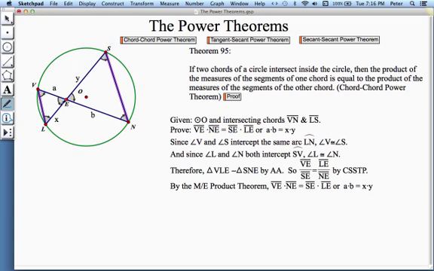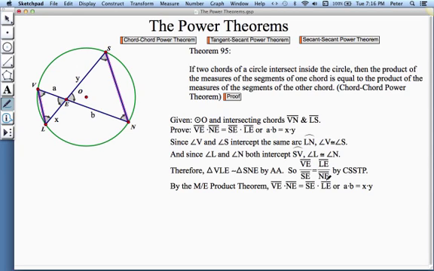Now, if I set up the proportion, I see that VE over SE is congruent to LE over NE. And when I multiply that out, I see that, sure enough, VE times NE equals SE times LE.